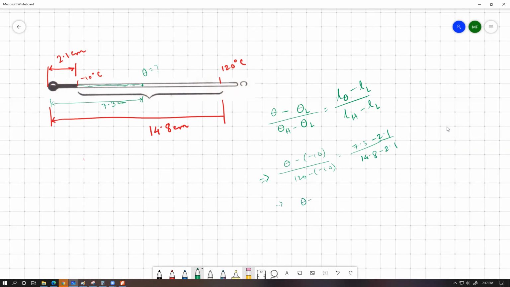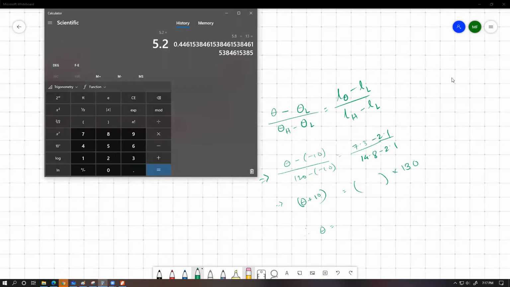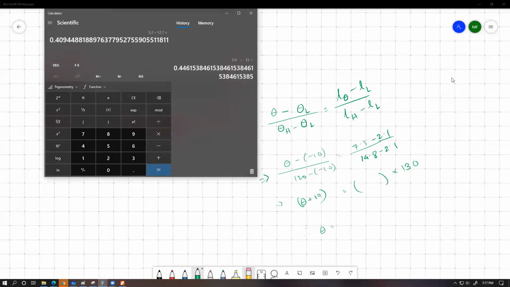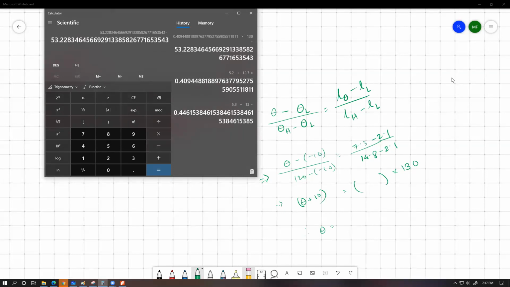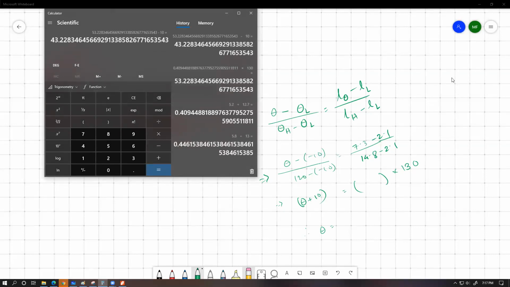এখান থেকে আসবে theta plus 10 equals to something into 130. Therefore, theta equals to হিসাব করা কত আসে এটা, 7.3 minus 2.1 মানে হচ্ছে 5.2 divided by 12.7. Minus 10. 43.2.